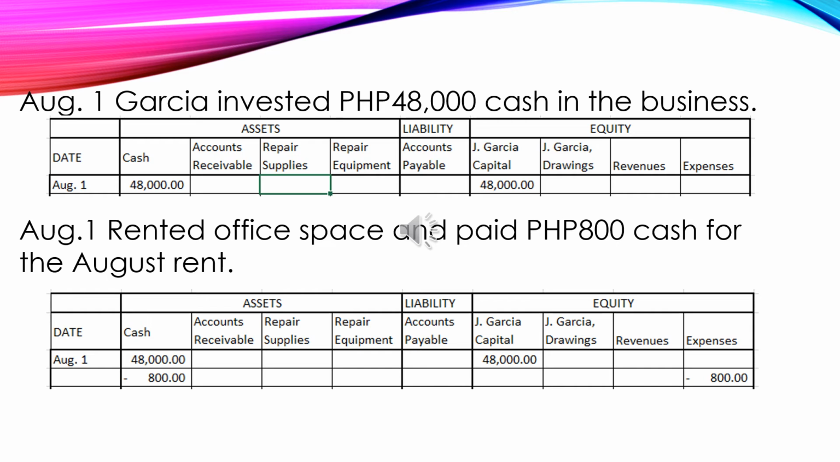For August 1, we have Garcia invested 48,000 cash in the business. So when Garcia invested 48,000 cash in the business, we have there an increase in cash and an increase in capital. And then for another transaction for August 1, we have there rented office space and paid 800 cash for the August rent. So you can see there, we have a deduction in cash amounting to 800 and a decrease in equity in the form of expenses, which is also 800 pesos.